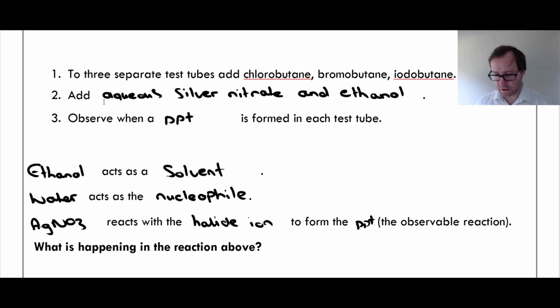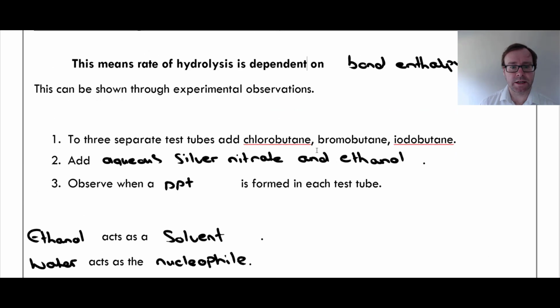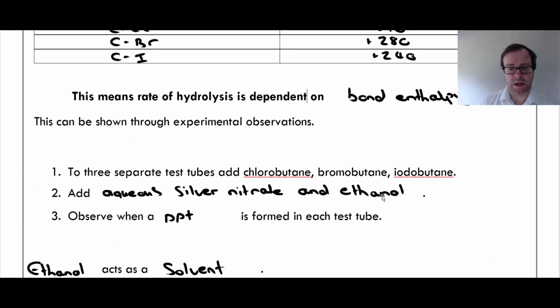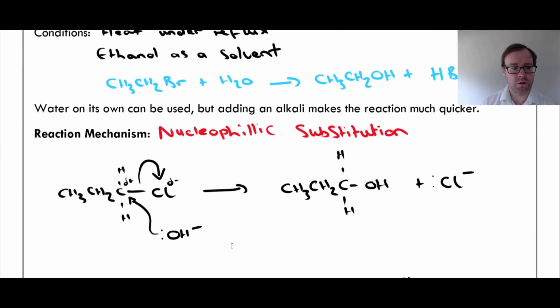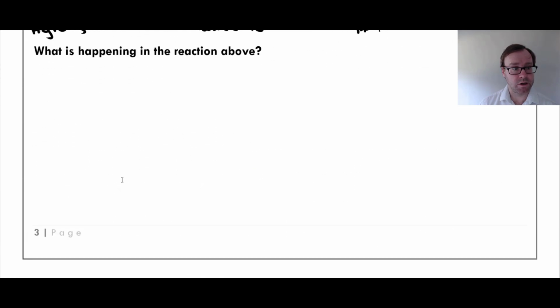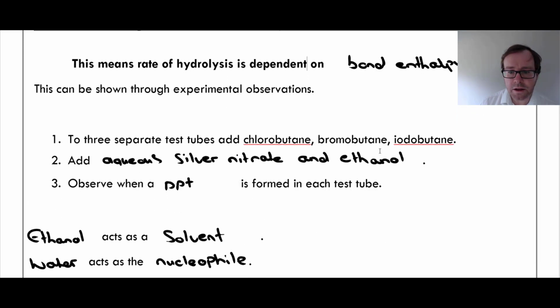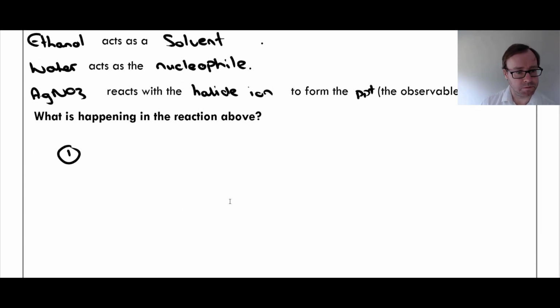So what's actually happening in this reaction above? Well, first thing is that we're adding water and ethanol used as a solvent to our haloalkane. So we get a hydrolysis reaction. So firstly, what have we used? We'll use bromobutane as the example, CH3. Actually, I would like you to have a go at writing this first reaction. What happens when bromobutane is added to water and ethanol?